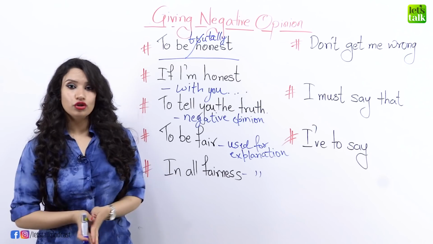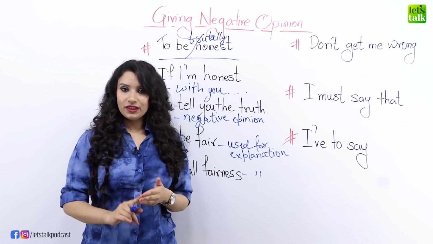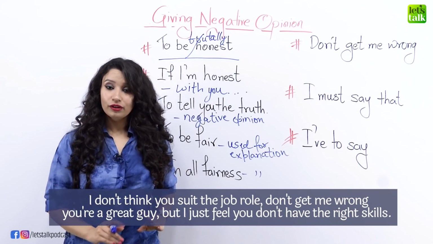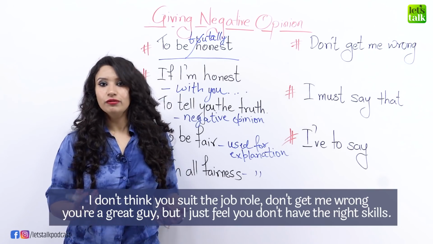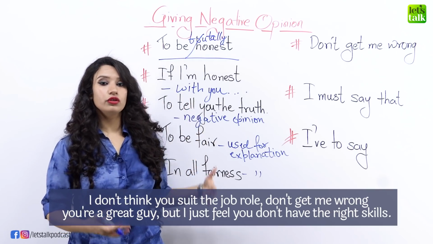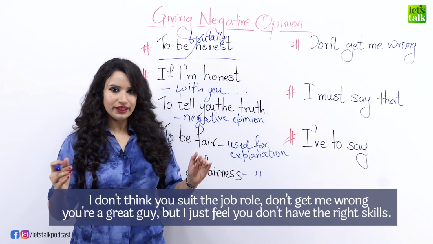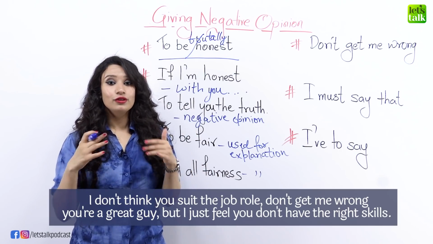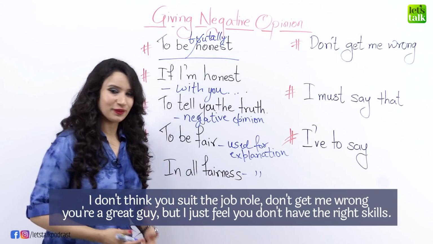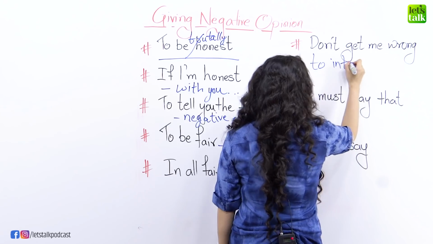As we were already talking about the job roles, we could say that, I don't think you suit this job role. Don't get me wrong, you're a great guy, but I just feel you don't have the skills. Okay, so here you don't want someone to misunderstand you. That's why you're saying, "don't get me wrong," which usually comes in the middle of a sentence to introduce a positive opinion after giving a negative opinion. To introduce a positive opinion.